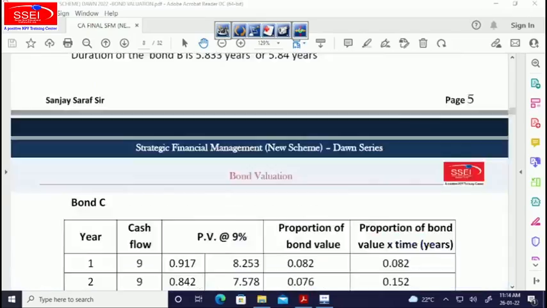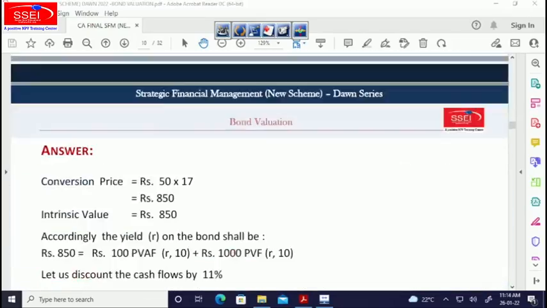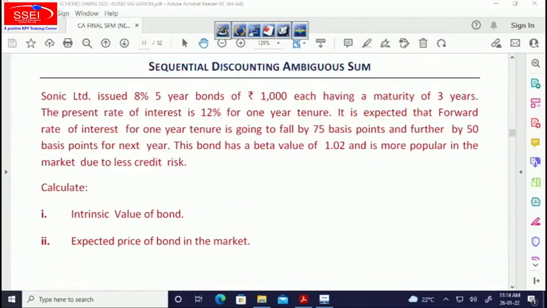Next is question number 4. Once again done in class, where the spot rate is 12%, and the forward rates are 11.25 and 10.75. So you have to discount the first cash flow 80 at 12%, 80 by 1.12, the second cash flow sequentially, 80 by 1.12 divided by 1.1125, and the third cash flow 1080 by 1.12, 1.1125, 1.1075. So you will get the intrinsic value, and then multiply by beta 1.02 to get the price. So what is this beta going on? I don't know myself. Okay, there's a stupidity of the highest kind.